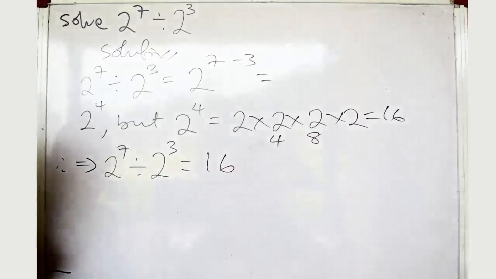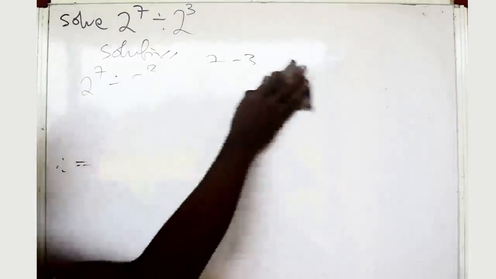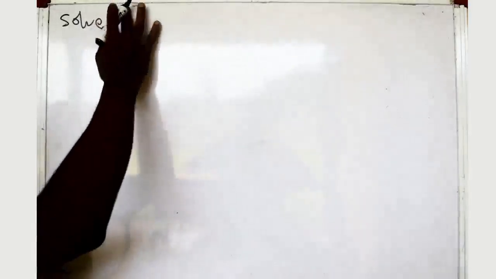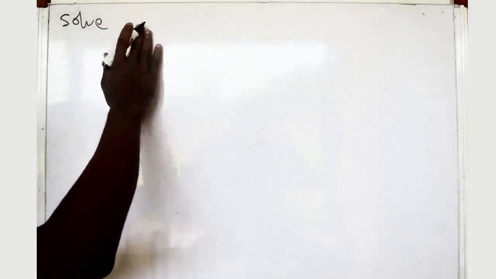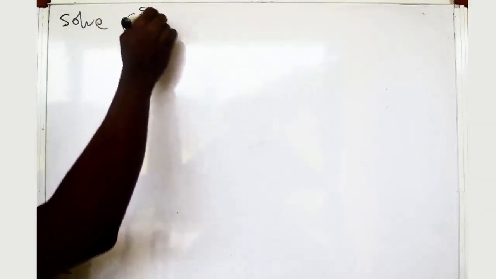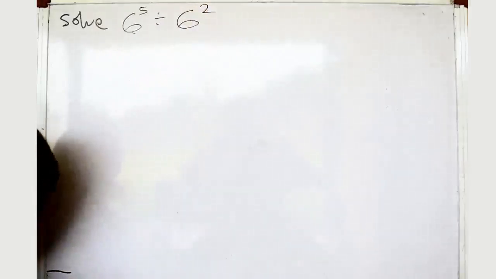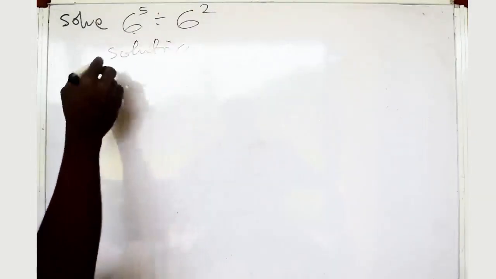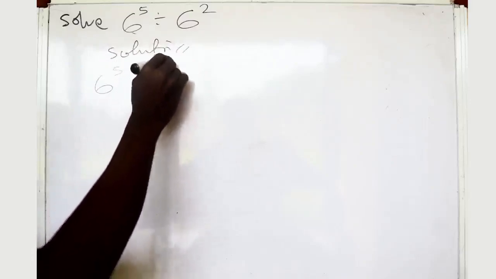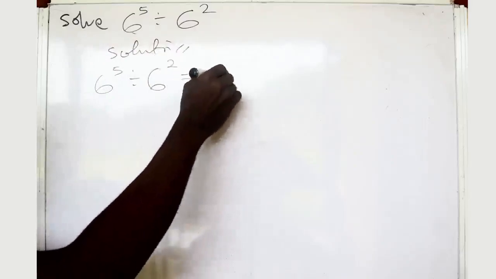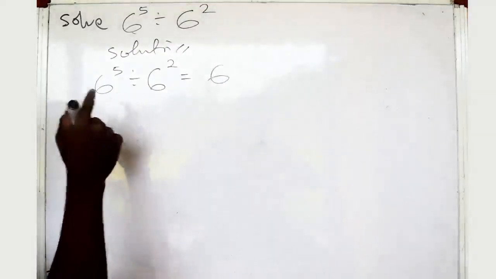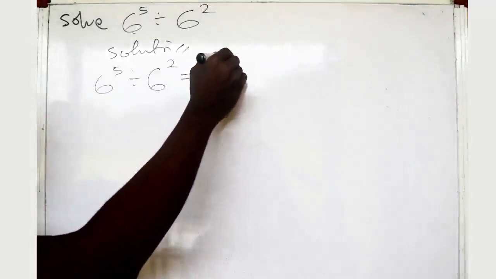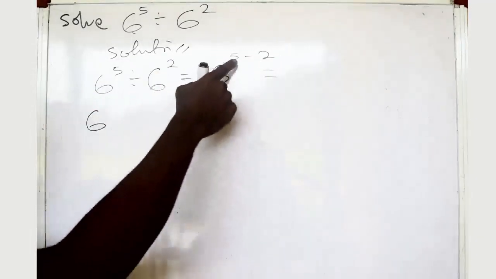Okay, so even if I clean this and give you this type of work to do, 6 raised to the power 5 divided by 6 raised to the power 2. How do we go about it? The solution to this matter will be 6 raised to the power 5 divided by 6 raised to the power 2. Check, the bases are the same. We'll write down one base. The next thing to consider is this division. Division means subtraction in indices. What are we subtracting? We are subtracting the powers, 5 minus 2. So here we'll get 6 raised to the power 5 minus 2 is what?